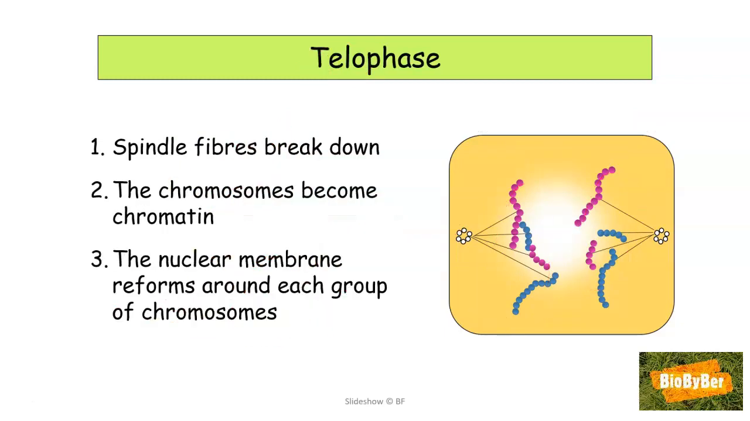The final phase of mitosis is telophase. Now in telophase, the spindle fibres break down. The chromosomes become chromatin. We can see these chromosomes at the moment, but they will start to elongate and start to become invisible. Don't forget, IN in chromatin and IN in invisible.